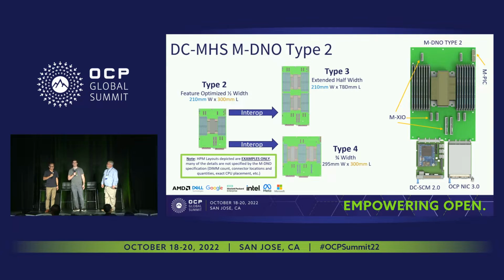This is what we're calling a half-width form factor. Based on a 19-inch chassis, that 210 millimeters is roughly half of that chassis width, and we can fit two of them side by side with a 300 millimeter length. Additionally, Type 3 is also another half-width option, but one thing I'd like to call out is that the length is TBD.